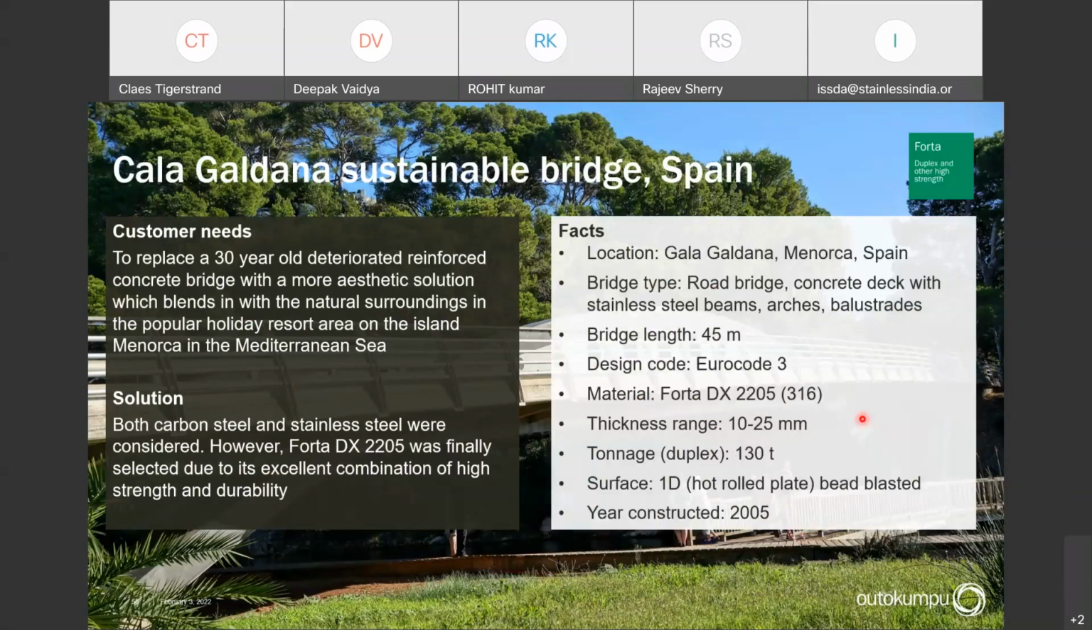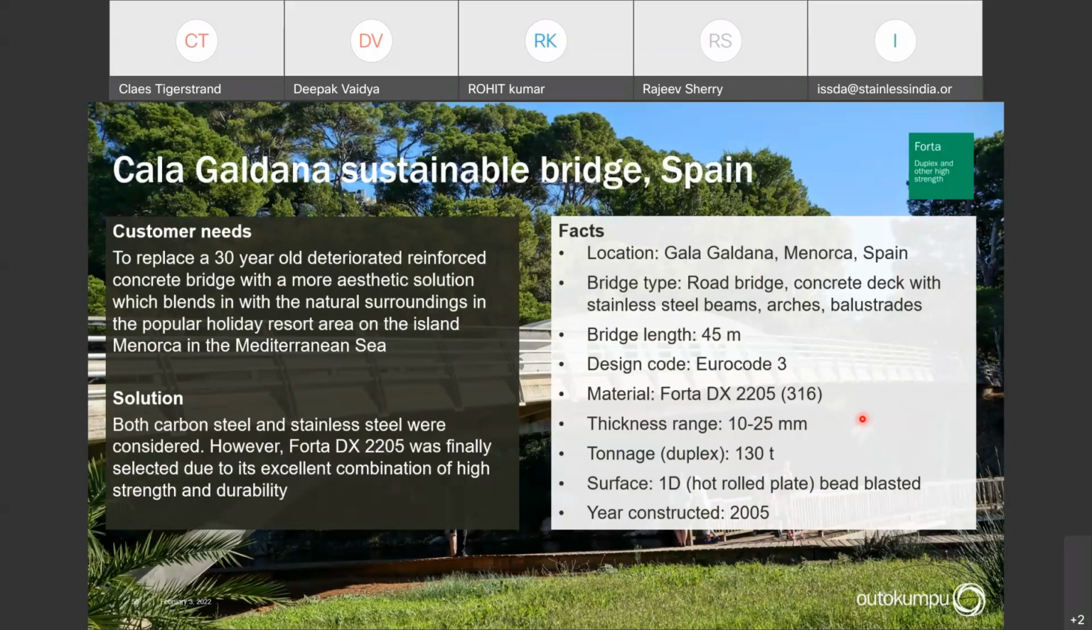Here you have some facts of it. 45 meters long. It's a road bridge. You can run over it with vehicles as well. Designed by the Eurocode, that is the European structural design standard. Thicknesses from 10 to 25 millimeters, 130 tons of material used.